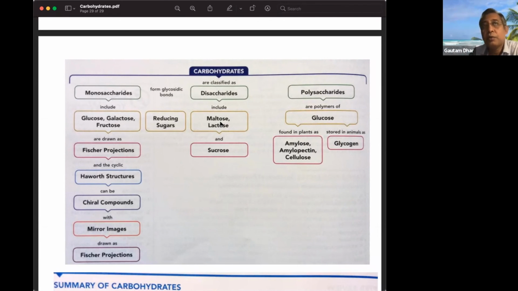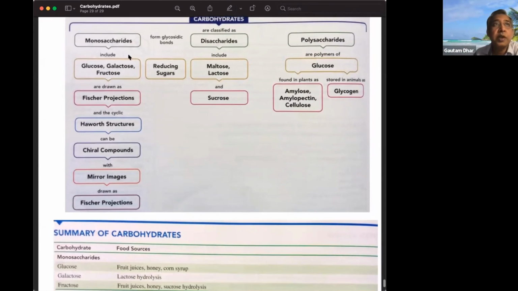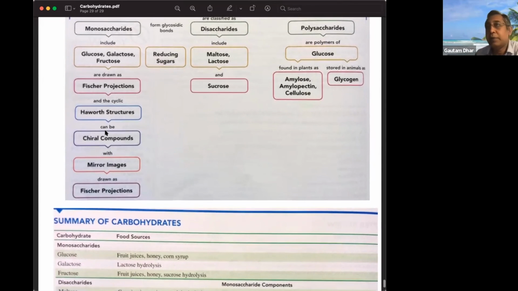So the difference between monosaccharides, disaccharides, polysaccharides, what kind of linkage? They're all ether linkages formed by the dehydration of sugars. So we have three monosaccharides that we learned, and their Fischer projections and Haworth structures. The Haworth structure generates another additional chiral carbon. We have the alpha and beta anomers there. So remember, beta is pointing up, alpha is pointing down.